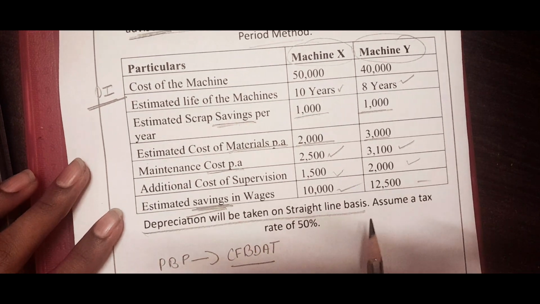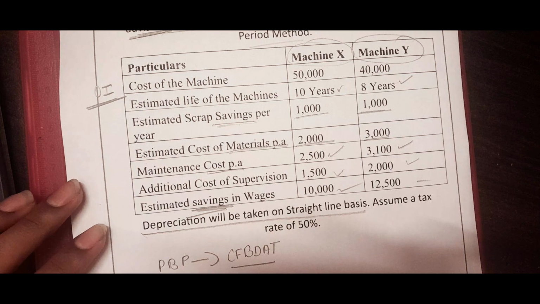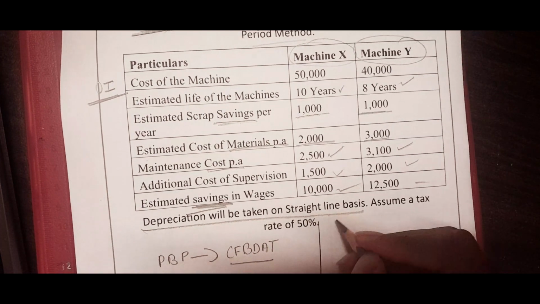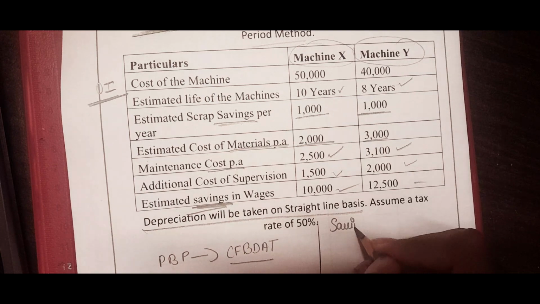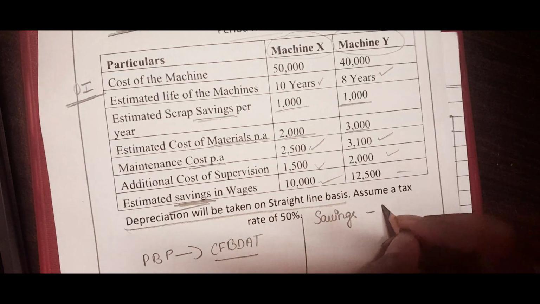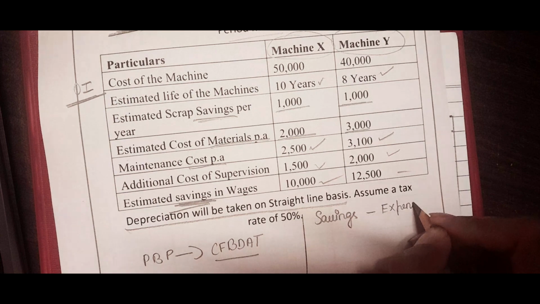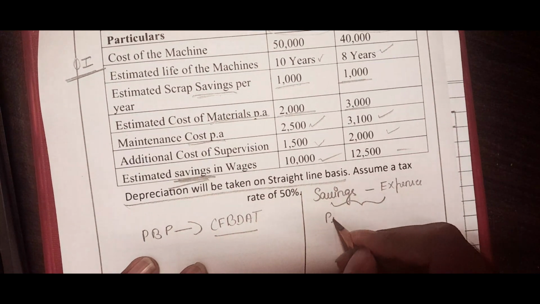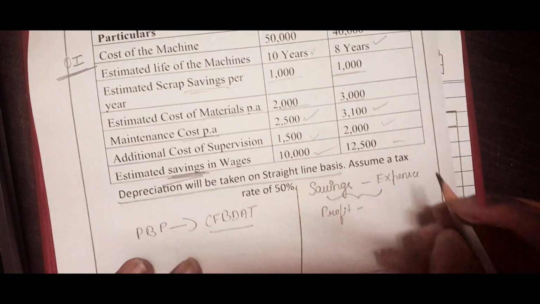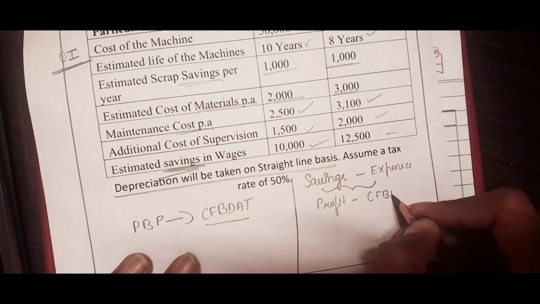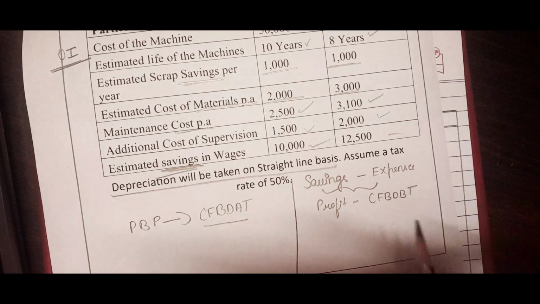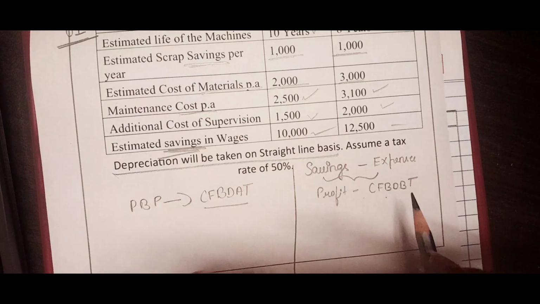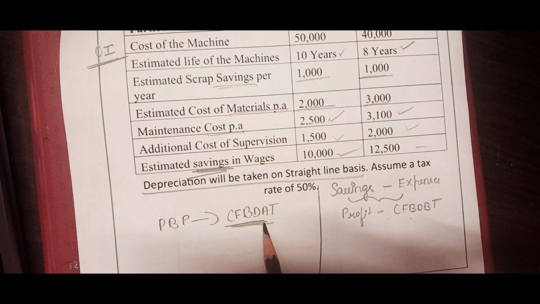Depreciation will be taken on straight line basis. Why have they given depreciation and all? Because they have given savings and expenses also. When we subtract expenses from savings, we get profit. And that profit is CFBDBT, meaning cash flow before depreciation before tax. But we want CFBDAT.